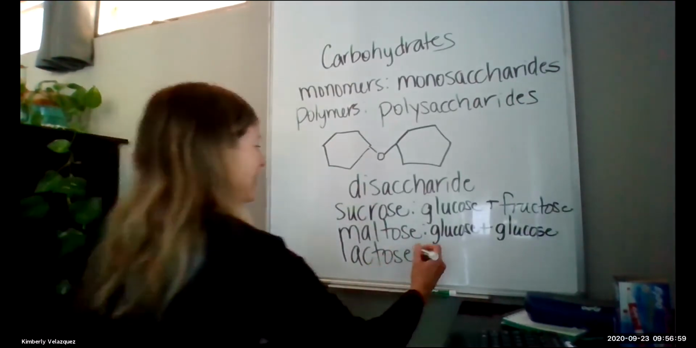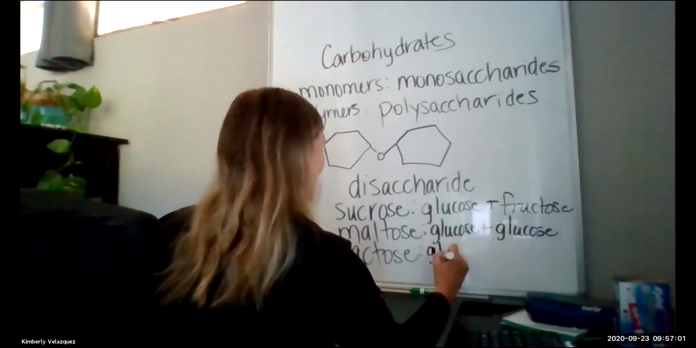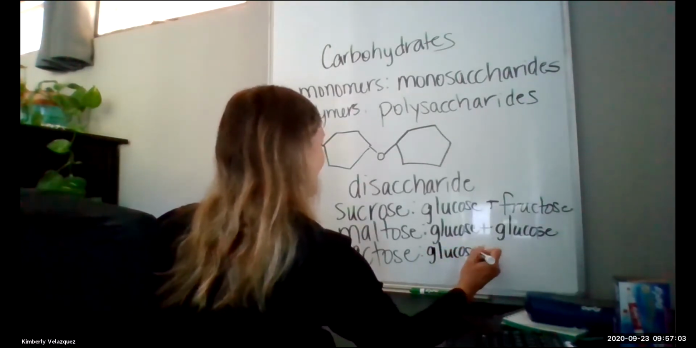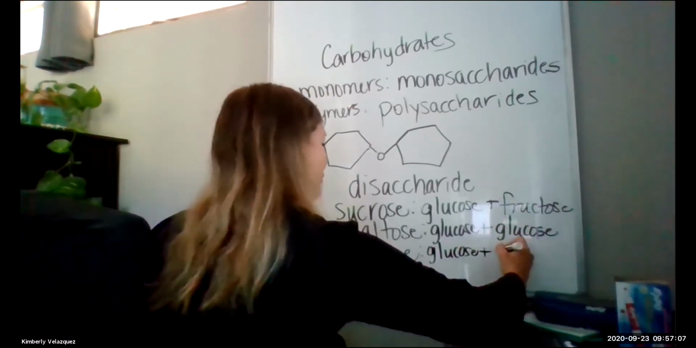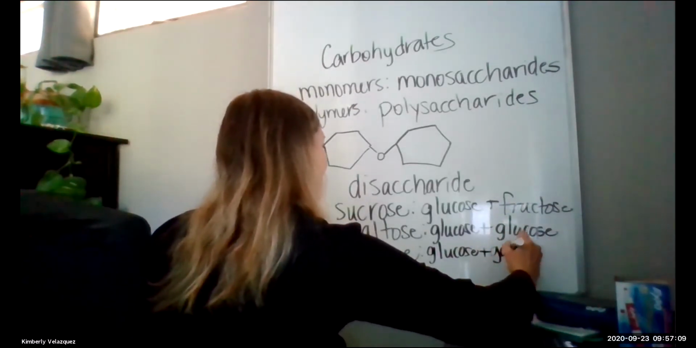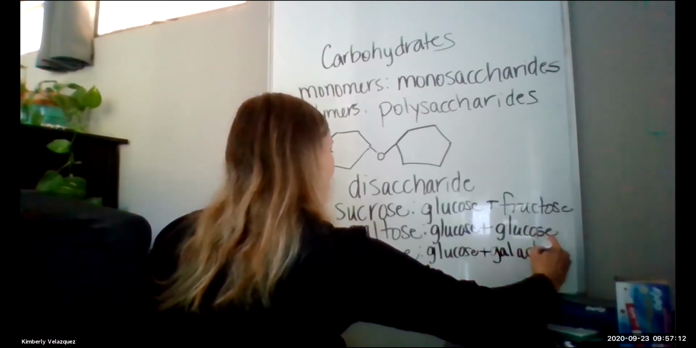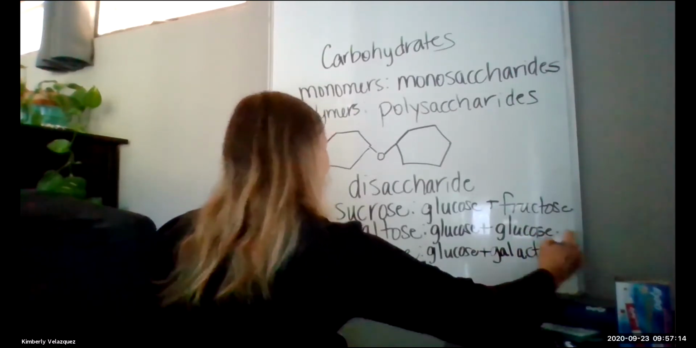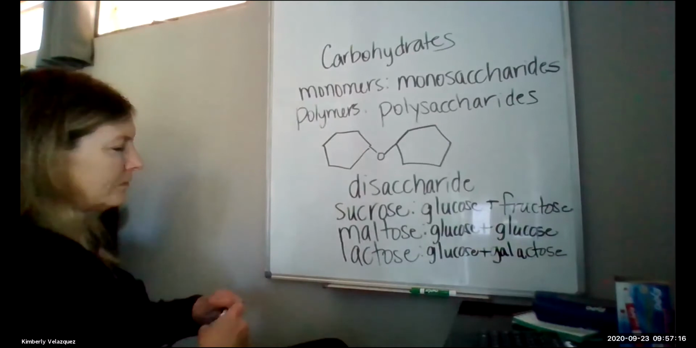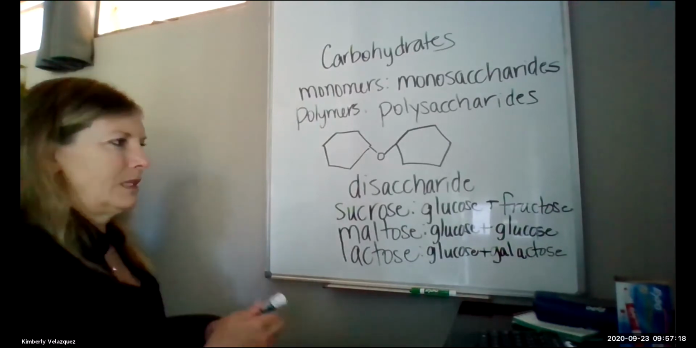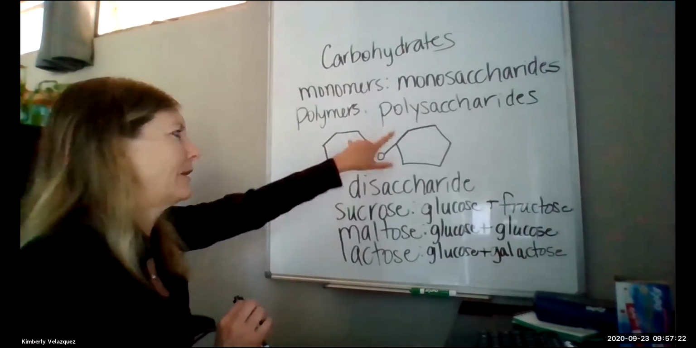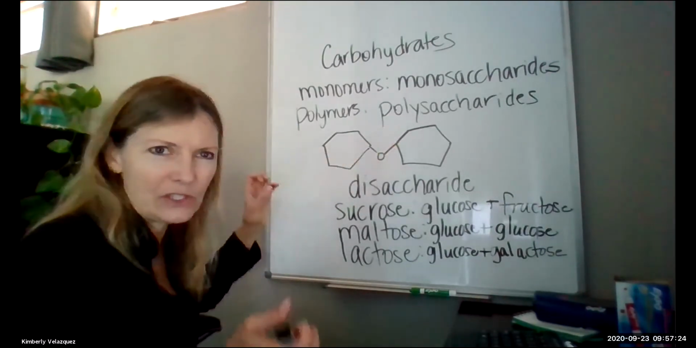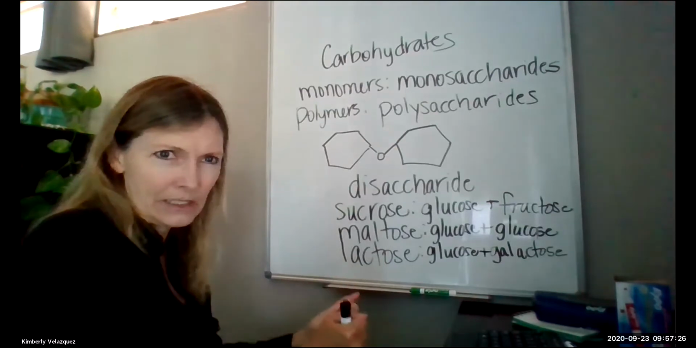Okay, and then lactose you already know from the natural selection talk, that is glucose plus galactose. So galactose is milk sugar. Lactose is milk sugar. So sugars are a little unique again in that they have this molecule that's biologically significant that's just two of the monomers linked together.